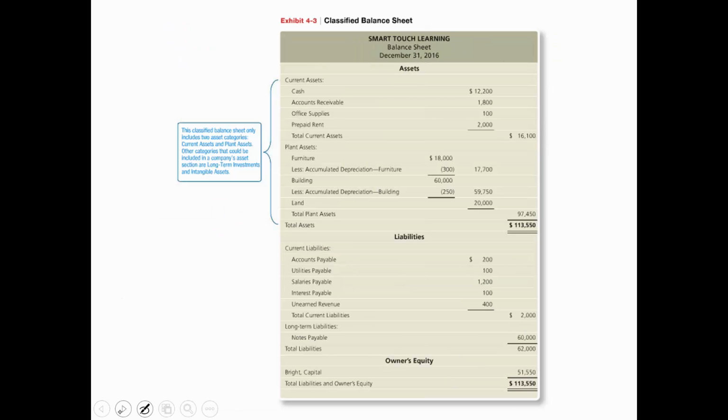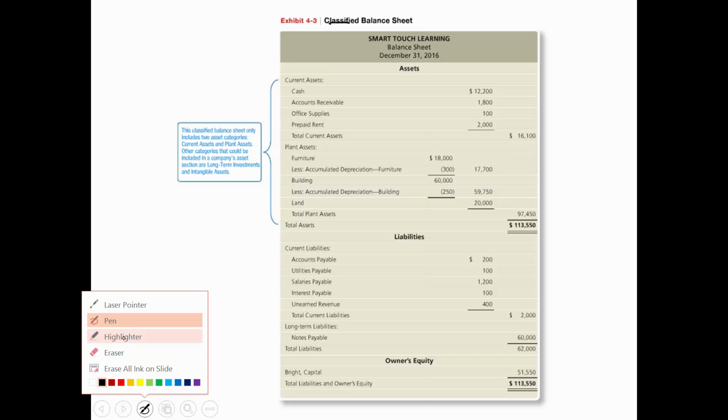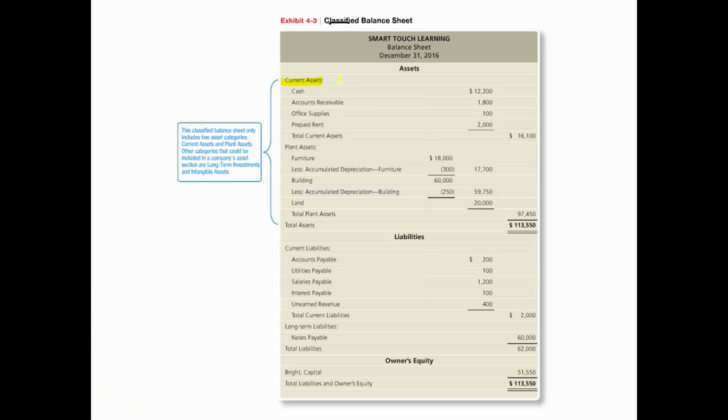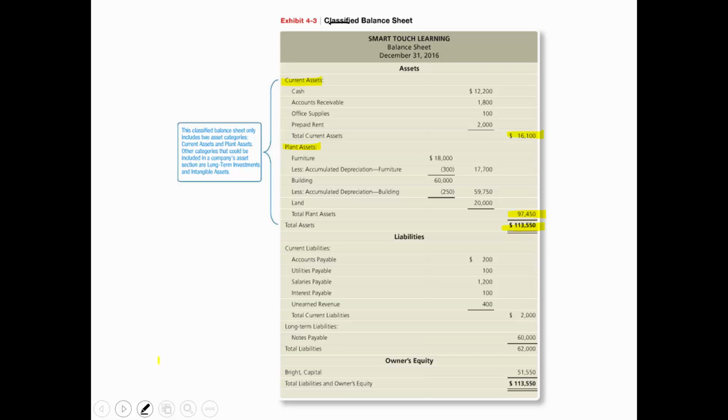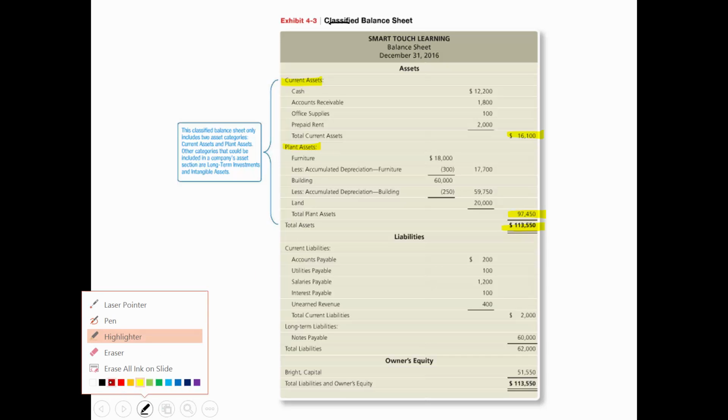And so we're going to take the same numbers, but this is the report format. And this is a classified balance sheet. So you can see, assets is broken into current assets and plant assets. And so here's my total current assets, and you can see the types of things that are in there, prepaid things, accounts receivable, supplies, and of course cash is always in there. And then here's my plant assets, and those two together equal my total assets, which is the same as my total assets were on the unclassified. Now let me talk about the long-term assets just for a minute here.